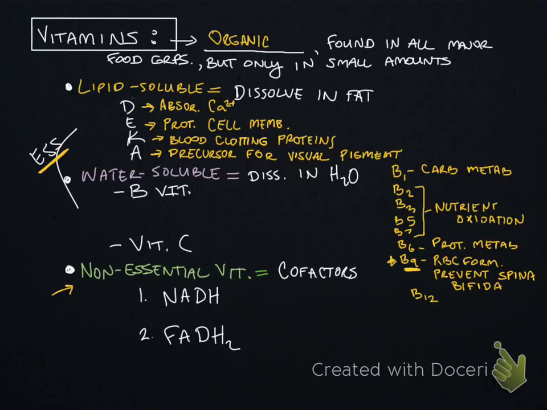B12 is also used for red blood cell formation and nerve cell maintenance. So it helps maintain nerve cells. Okay. And then vitamin C, which is an antioxidant, and actually helps with collagen formation. Collagen is the most abundant protein in your body.